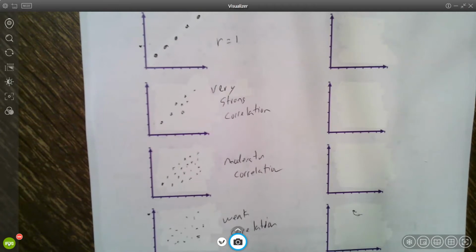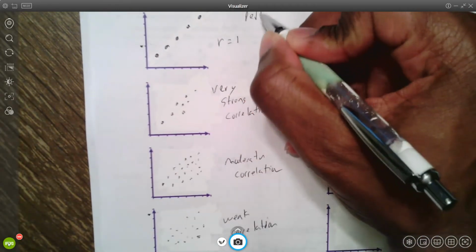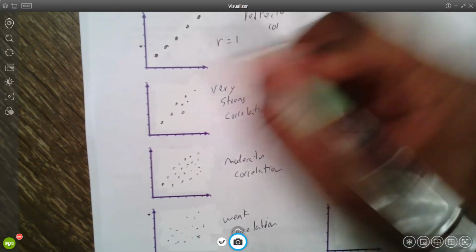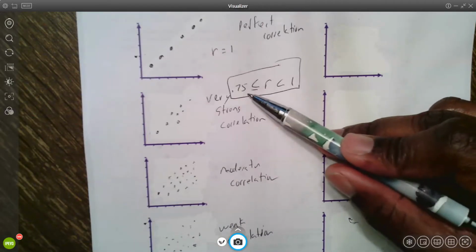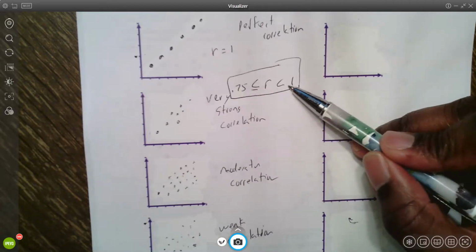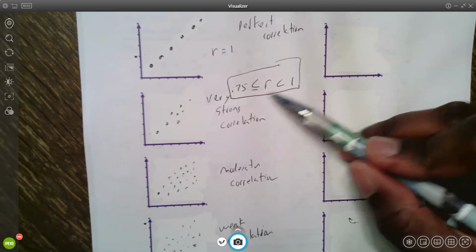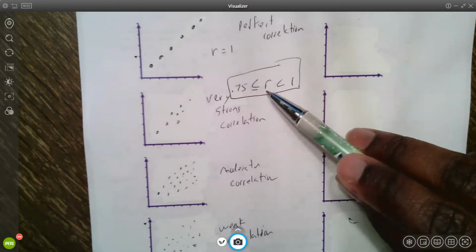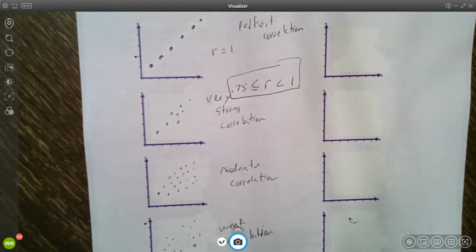Just for the record, a perfect correlation is r equals 1. That's a perfect correlation. If r is in between 0.75 and 1, we say that's a very strong correlation. So it's not really 1, and it's 0.75 or bigger. So it's a pretty strong one, like 0.8, 0.9. We say that's a pretty sure bet. That's a pretty strong correlation.